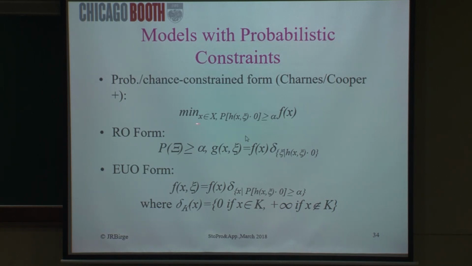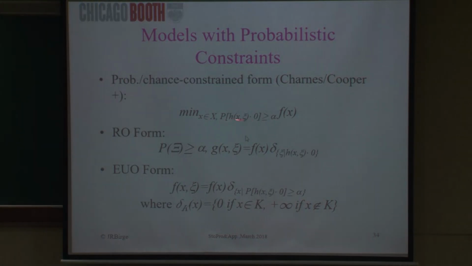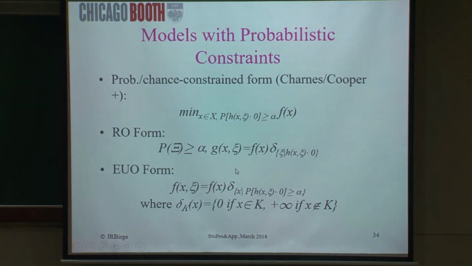Okay, so I've put this probability in here. So this is like the reliability. This is saying the chance of meeting my demand is at least alpha. Instead of having a penalty if I don't meet my demand, I just say the chance of meeting the demand is at least alpha. Okay, so that's the chance constraint form.